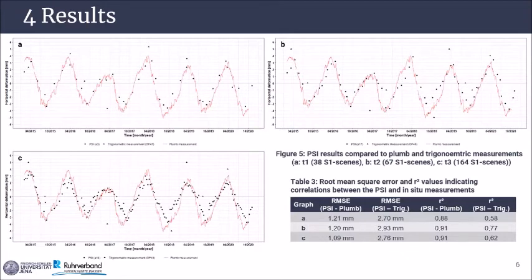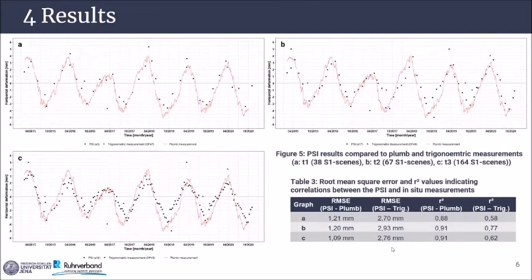The similarities between the plumb and PSI measurements are also confirmed by low root mean square error values and high R-squared values in all 3 data sets, as can be seen here. Accuracies regarding the comparison of PSI and trigonometric measurements are significantly lower, which is also confirmed by the given statistical values here and here.